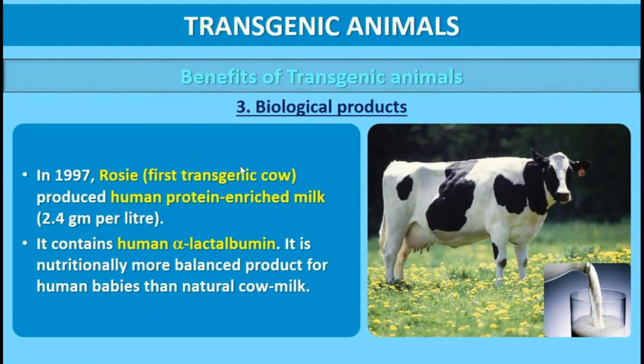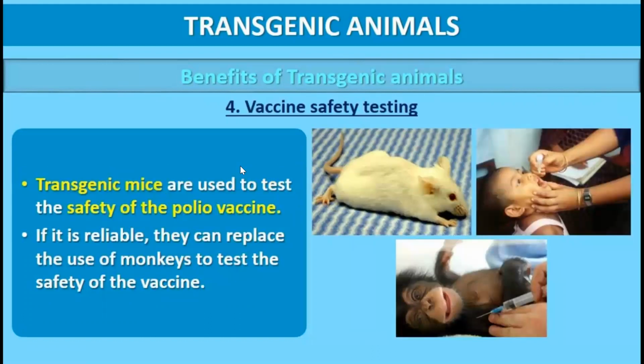In 1997, Rosie, which is the first transgenic cow, produced human protein enriched milk, which gives 2.4 gram per liter. It contains human alpha lactalbumin and it is a nutritionally more balanced product for human babies than natural cow milk. Fourth one is vaccine safety testing.